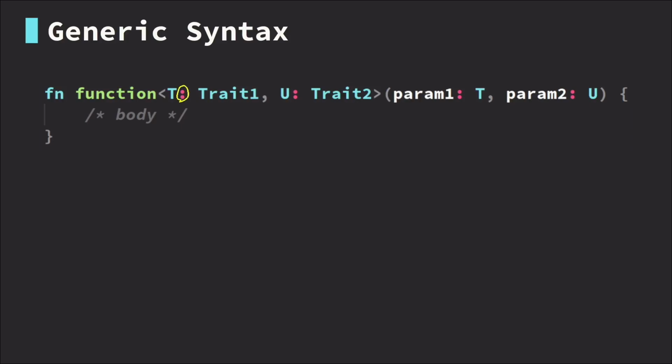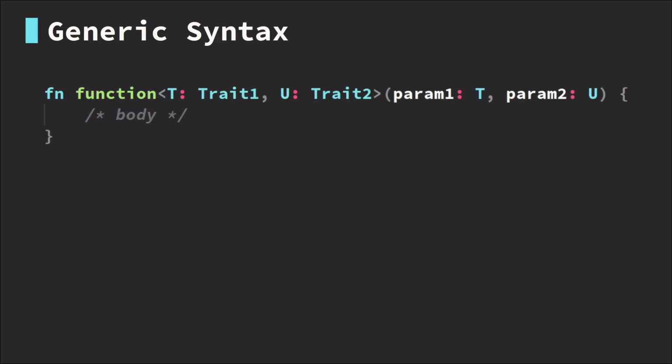Next, we have a colon followed by the name of a trait. We can put any trait here as a constraint, and whenever this generic type is utilized as the type in the function signature, the argument to the function must implement that trait. And if you need more than one generic type for a function, you can separate them with a comma. In this case, we have two generic types. We have a T and a U, and the T implements trait 1, and the U implements trait 2, and we have the comma to separate them.